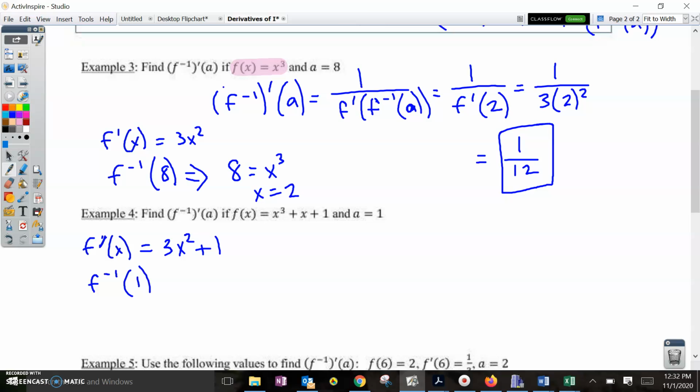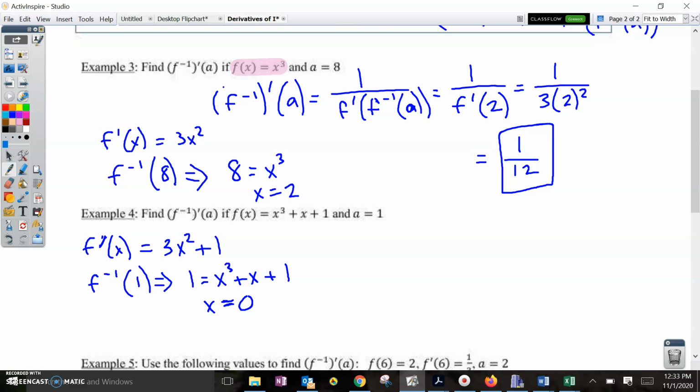So f inverse of 1, which means we're looking for the x value where x cubed plus x plus 1 is equal to 1. And it's not like this is a super easy equation to solve for x, but if we're observant, we can quickly find out that this happens when x is equal to 0. Because if you just substitute 0 in for all of the x's in this equation, we get the statement that 1 is equal to 1.